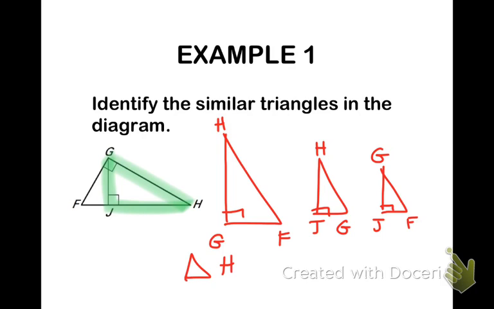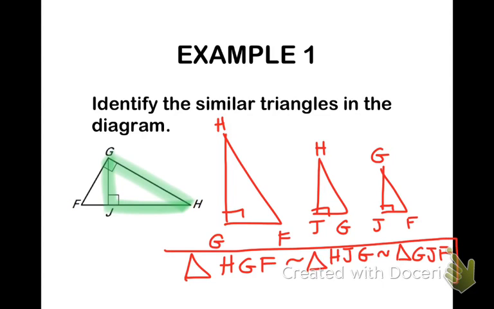Triangle HGF would be similar to what? Triangle HJG, good, which would be similar to triangle GJF. So there are your three similar triangles. It's not hard, you just gotta take the time to make your three triangles and make them complete.